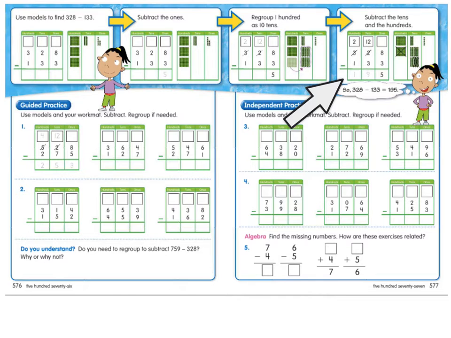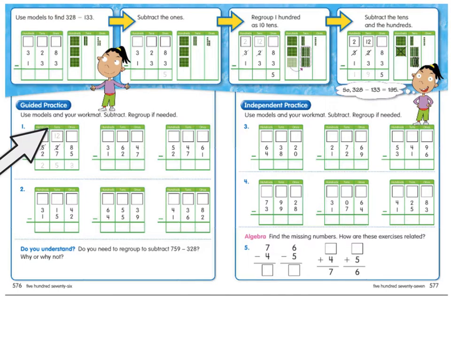So 328 minus 133 equals 195. When they subtracted the 133, if you look at the models, they've crossed off 1 of the 100s, 3 of the 10s, and 3 of the 1s. And they were left with 195. Now go down to guided practice. Use models and your work mat.